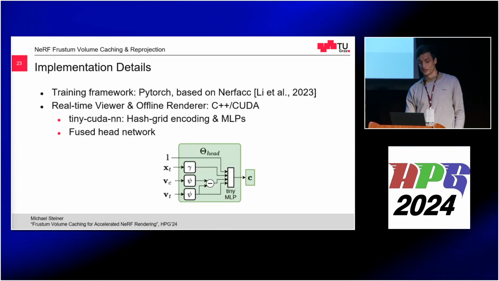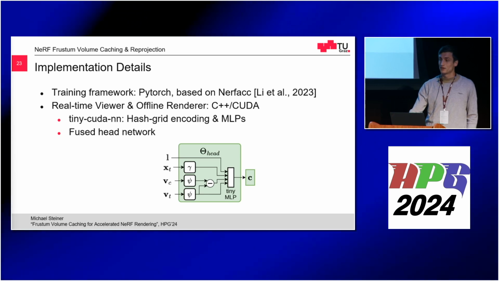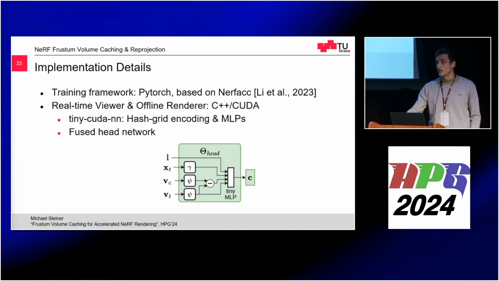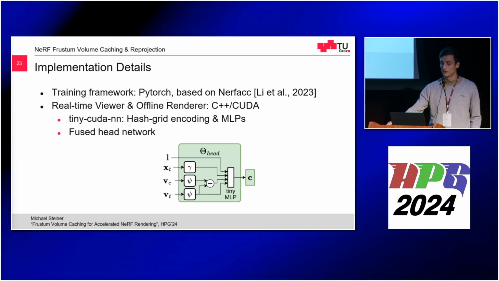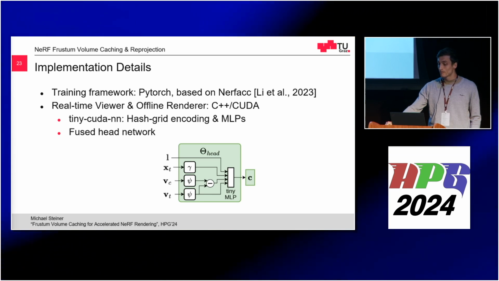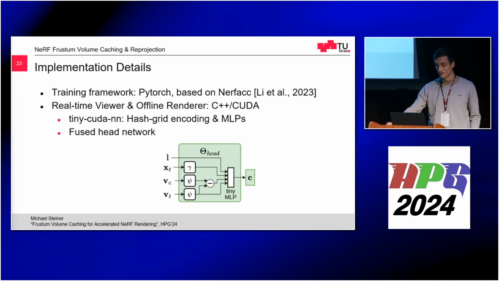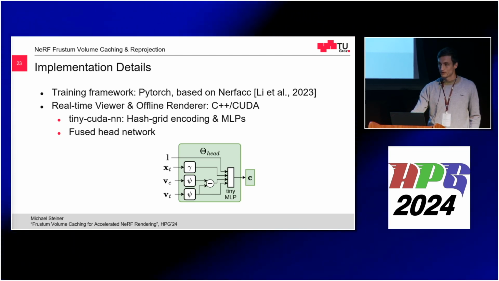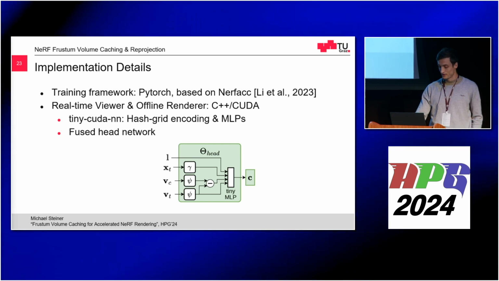Some quick implementation details. Our network is trained in a training framework based on PyTorch and the NeRF framework. Our real-time viewer and offline renderer is implemented in C++ CUDA and uses tiny-cuda-nn for hash grid encoding and MLP evaluation. Importantly, although tiny-cuda-nn is quite fast, all the additional encodings of our head network require us to use a custom fused GPU kernel that performs all these operations in a single kernel.